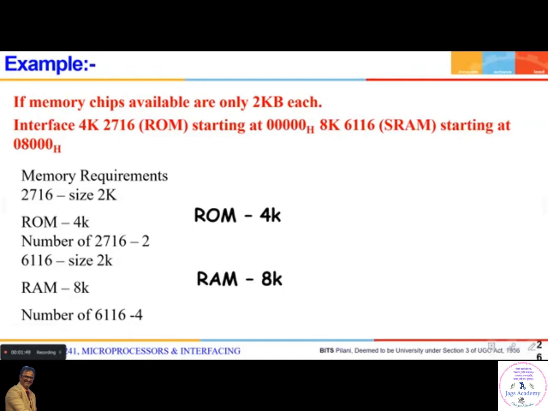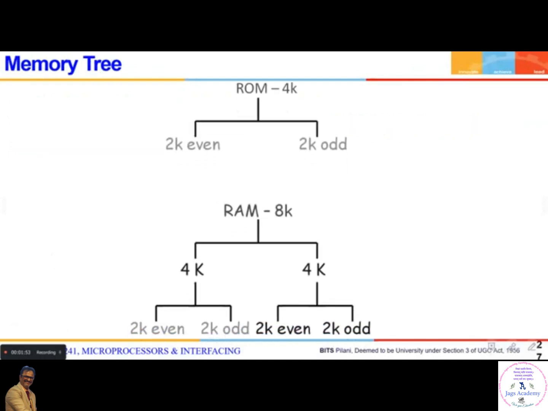So this is what is done here, and I hope you remember this is what your memory tree is. You need 4K memory, but the available memory is 2K. You need to go for 2 chips, right? In that there will be 2K even and there will be 2K odd. I told you about this, and also about the starting and ending address.